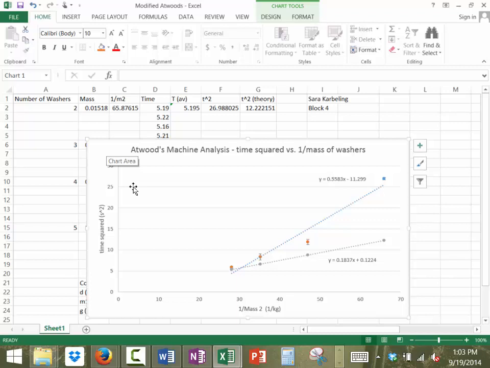I do also want to point out the labels on your graph. That's a good thing. It's good science practice there. Questions about that? Okay, all right.